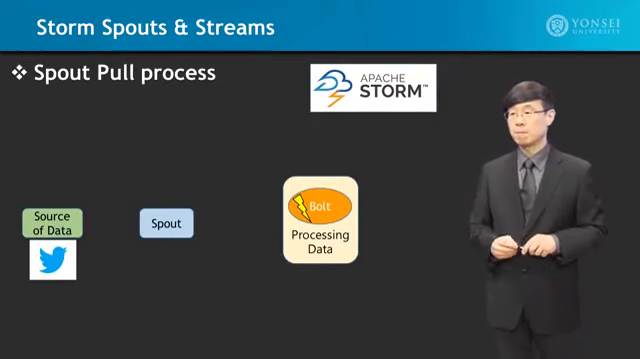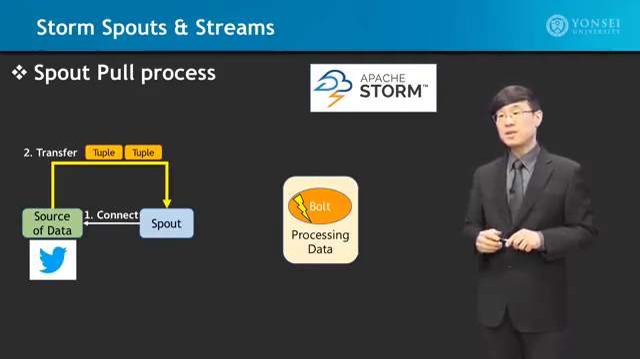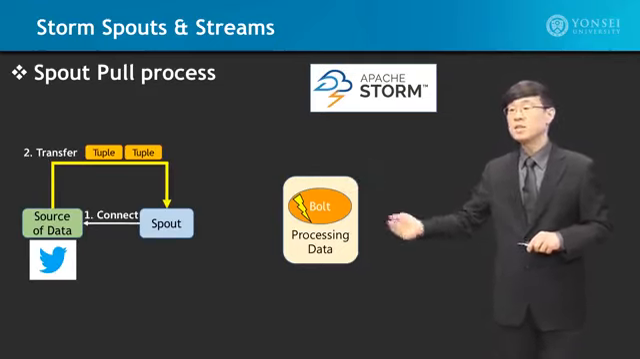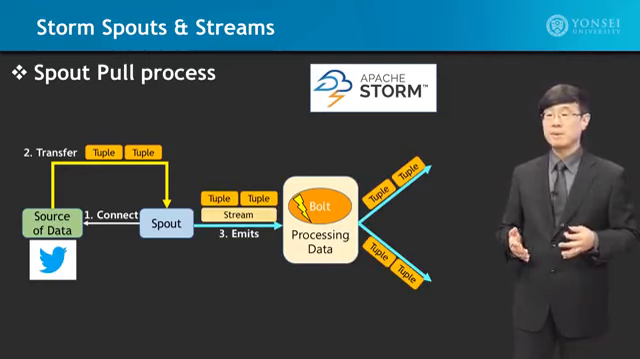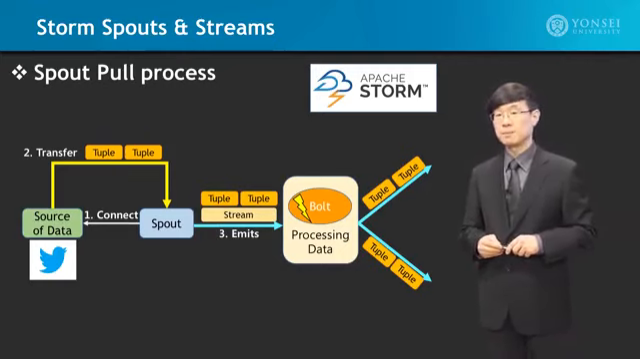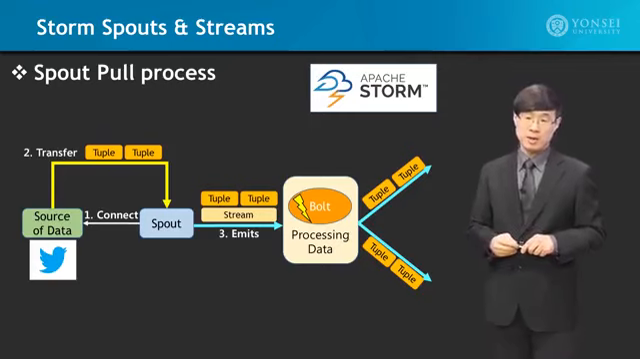Take a look at this. The spout will first connect to the data source, and then the data source will send over the tuples, a stream of tuples. Then the spout will send these tuples to the bolt, and the bolt will process them and then send out additional tuples out of the system as needed. Therefore, you can see the pull process. First, the spout will ask for it, and then it will be brought in.